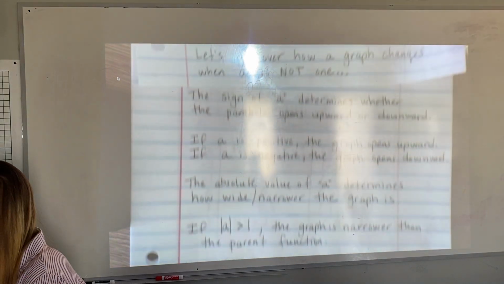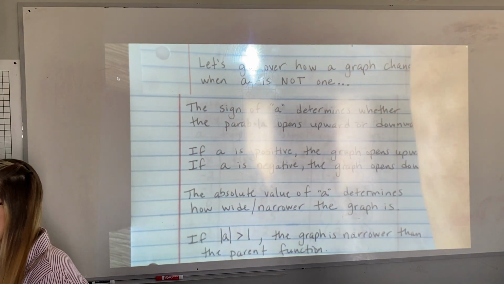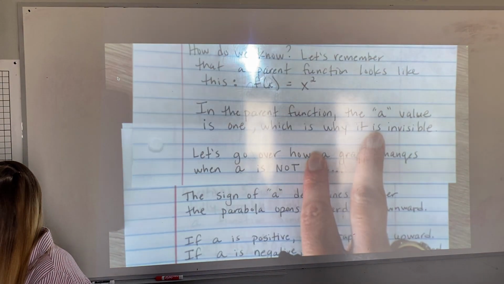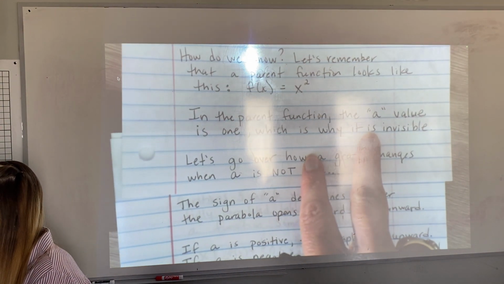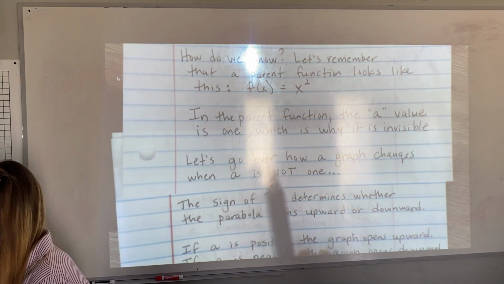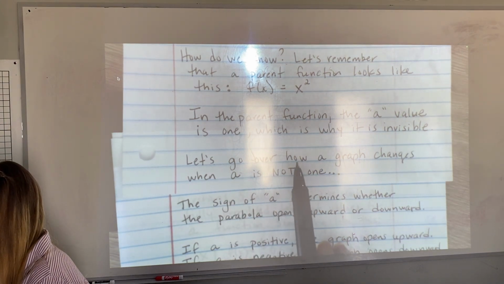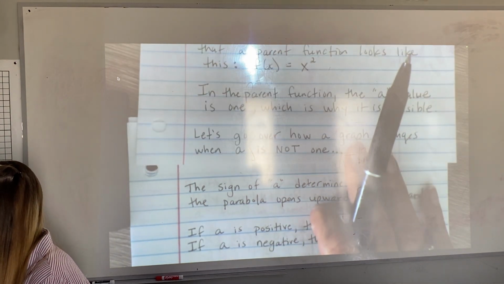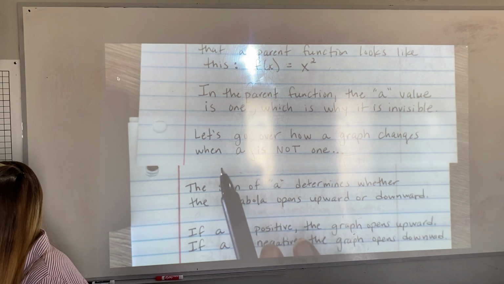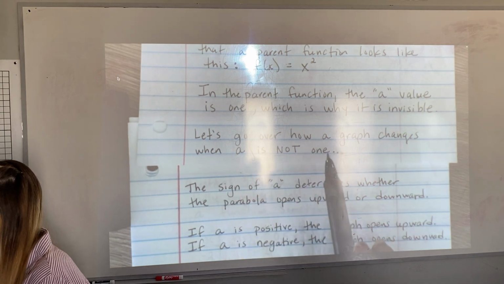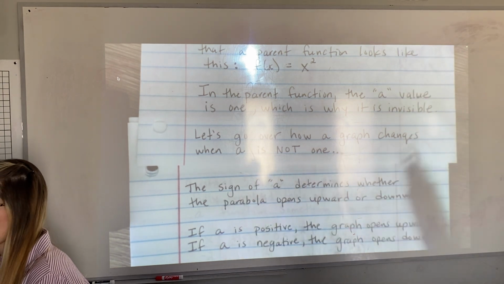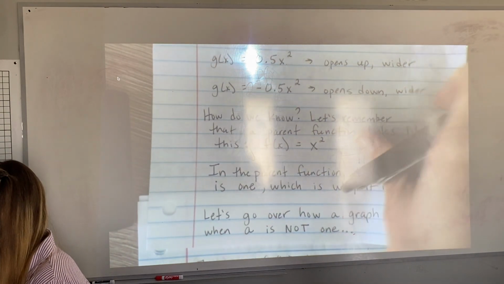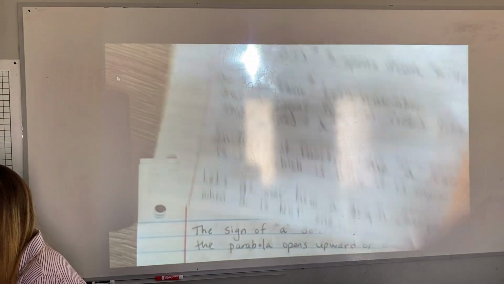So what I have here in these notes, does anybody want me to slow down for this? I'm going to go back up here in a second. But let's go over how a graph changes when a is not 1. Meaning there's some other coefficient, whether it's 2, -2, 0.5, -0.5, even -1 would be different.